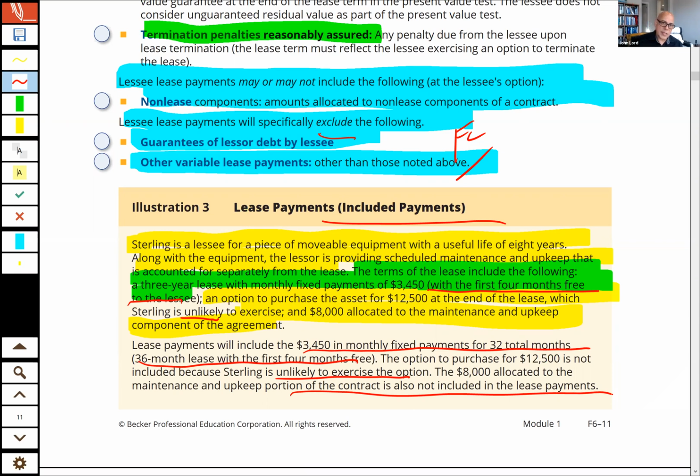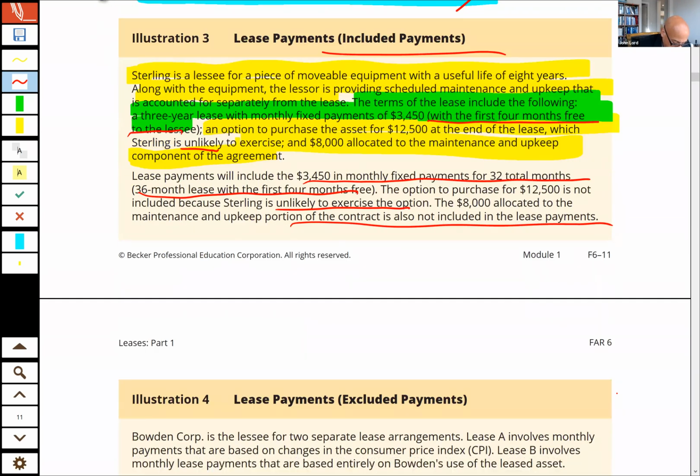That is like a second agreement, right? That has nothing to do with the lease. It's an upkeep. It's sort of like the guarantee or the service contract that we talked about back in chapter 1 when we talked about revenue recognition.